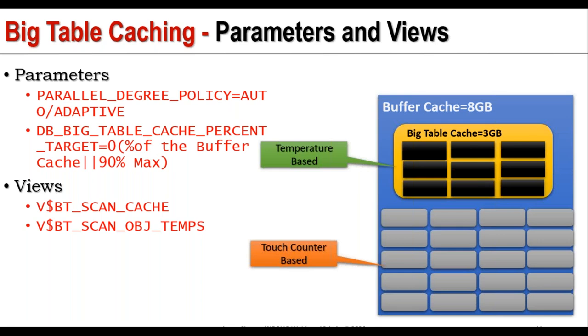You do need to set a separate parameter, DB_BIG_TABLE_CACHE_PERCENT_TARGET, which can be a maximum of 90% of your buffer cache. Obviously, it should not be, but you can do that. And this does get the size from your standard cache only. To implement this, you need to have your parallel degree policy set either to auto or to adaptive. And in case you have objects accessed by this temperature-based access, you can check them from these views: V$BT_SCAN_CACHE and V$BT_SCAN_OBJ_TEMPS.